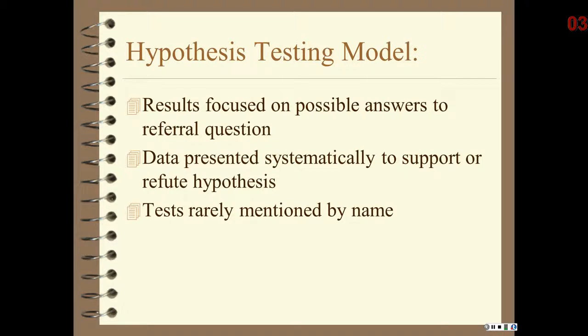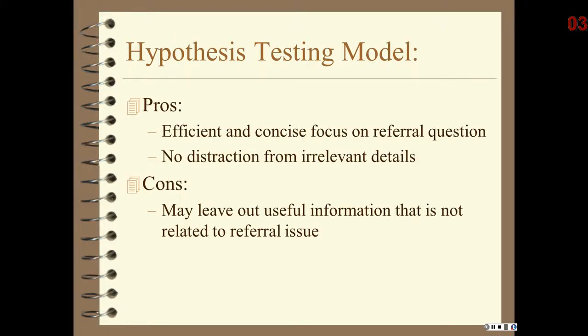A third way of reporting results is a hypothesis testing model, and this would be that the results are focused on possible answers to referral questions. The data are presented systematically to support or refute the hypothesis, and tests are rarely mentioned by name. If you read medical reports, you find that they frequently use this type of model. Doctors don't usually give a whole lot of data or detail about how they reach their conclusions or what the results, say, of lab tests or x-rays were. So this is an efficient and pretty concise way to focus on a referral question.